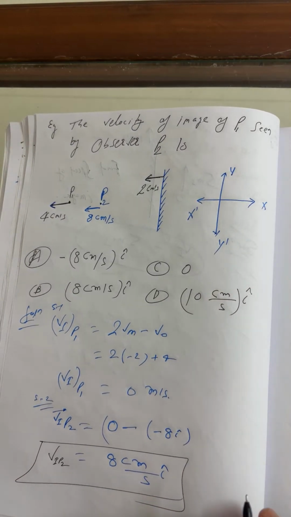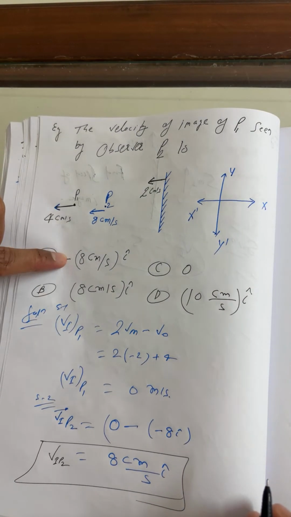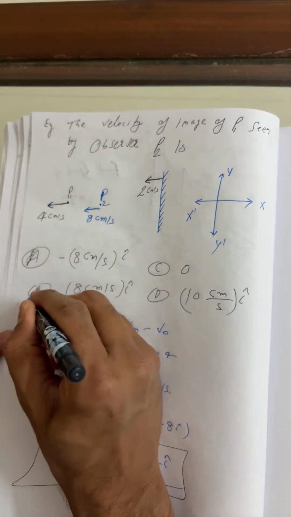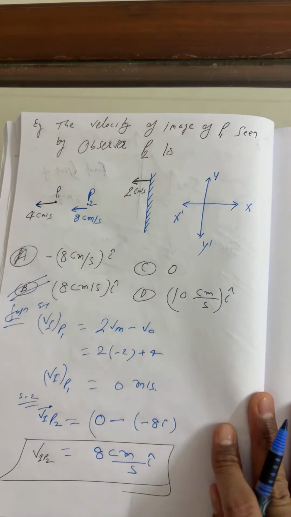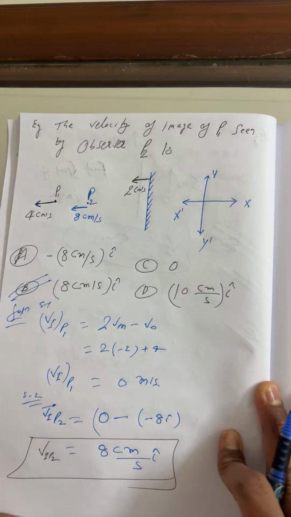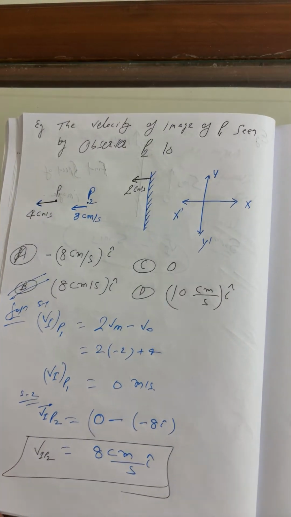So what's the correct answer with the party? This is not possible at all. C is not possible. D not. Okay, student, your Bombay is the correct answer, my dear. Okay, fine dear.